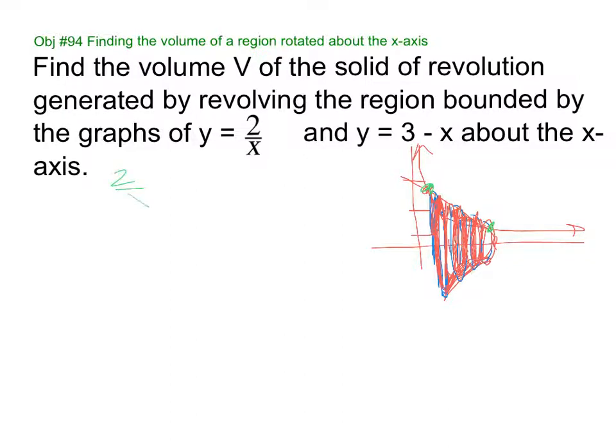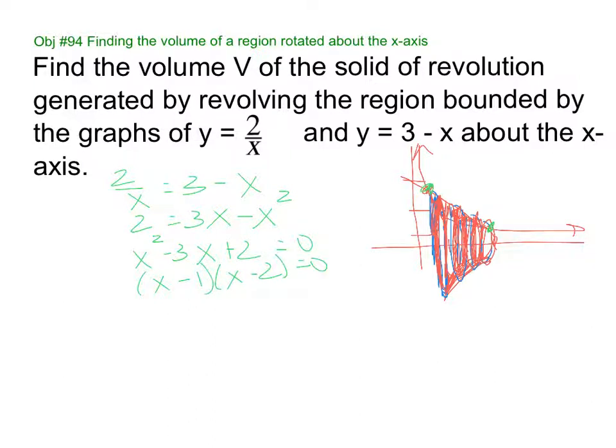So 2 over x equals 3 minus x. 2 equals 3x minus x squared. X squared minus 3x plus 2 equals 0. Factor. Okay, so these are equal. This is the point 1 and 2. So we know we're integrating from 1 to 2, pi.